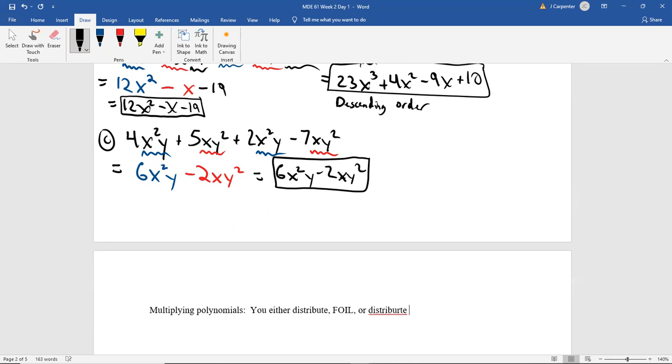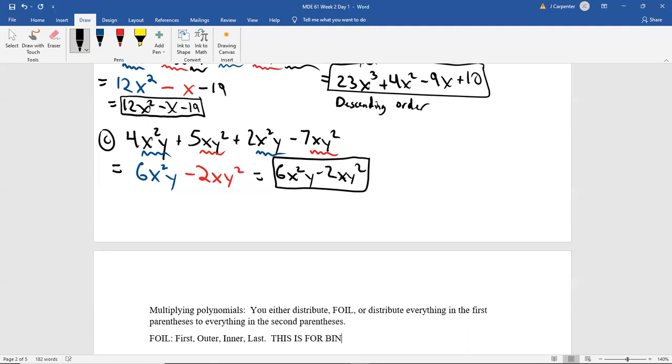Distribute these. Foiling is just a special case of that. Foil means first, outer, inner, last. That describes the 4 different products you do in distributing the first parentheses, the second parentheses.